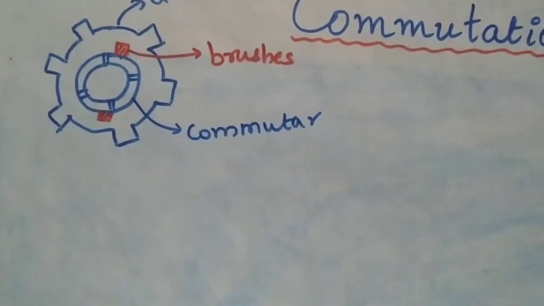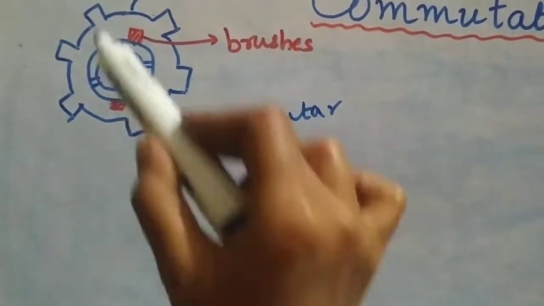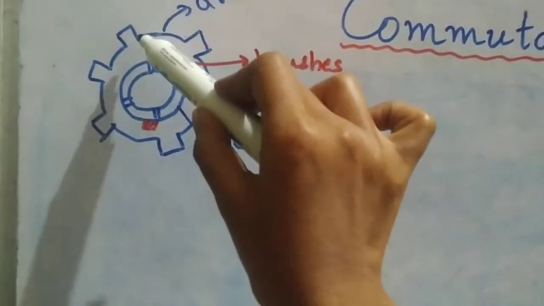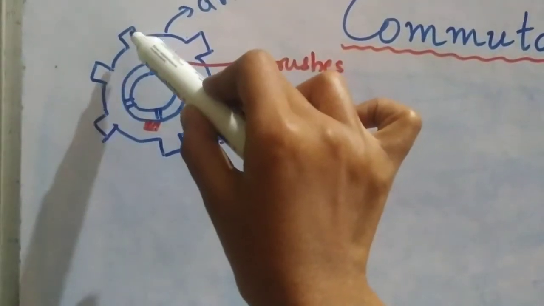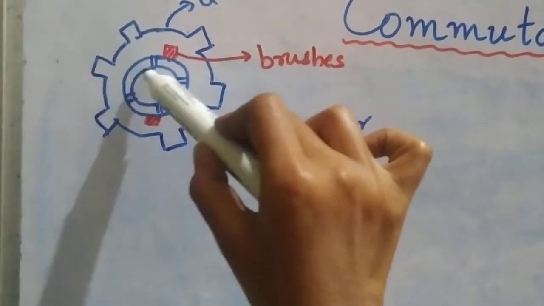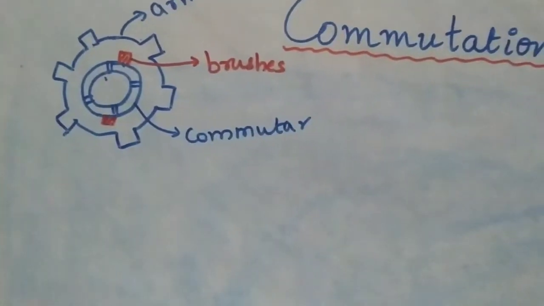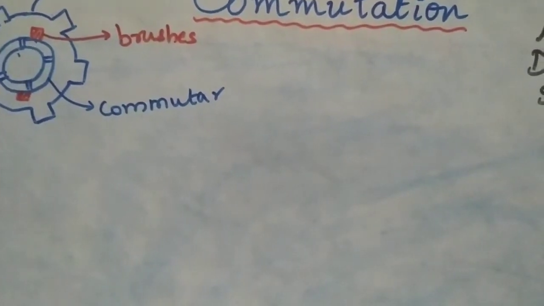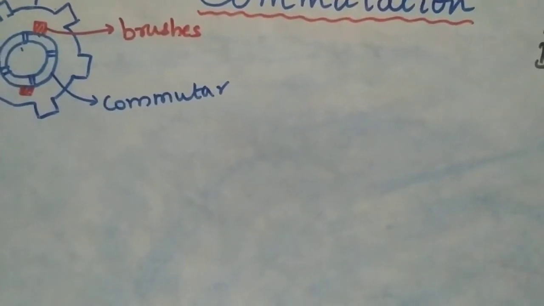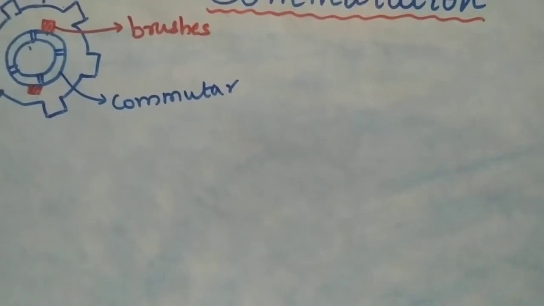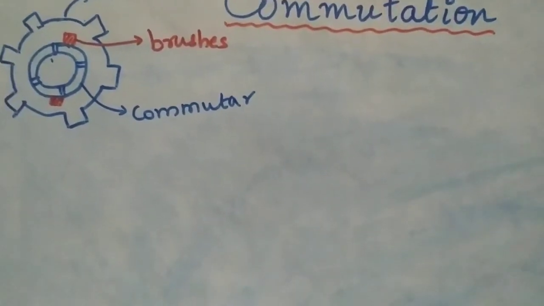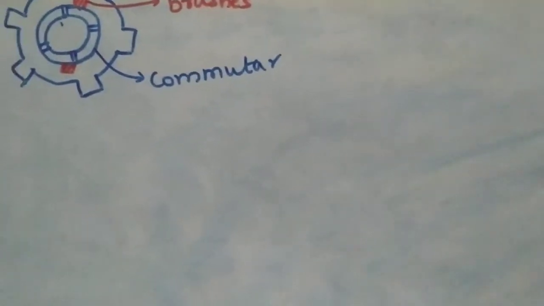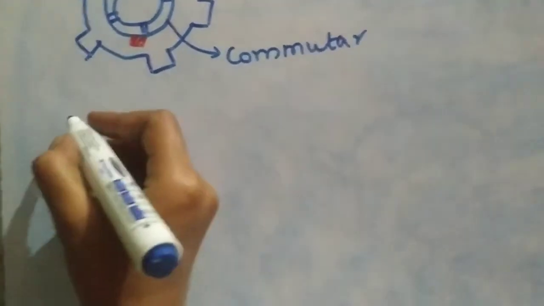And here onto this commutator the brushes will be mounted. What I'm going to do now is concentrate only on this part, how it is going to convert the alternating EMF produced by the armature to a unidirectional one by using the commutation process. Now let us assume that the armature winding is of a ring type. Let me consider this armature in the form of a ring type. Let me draw that.